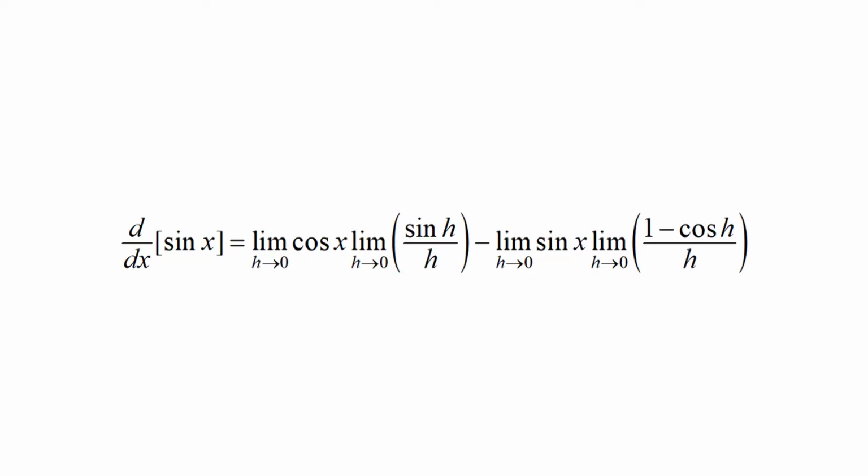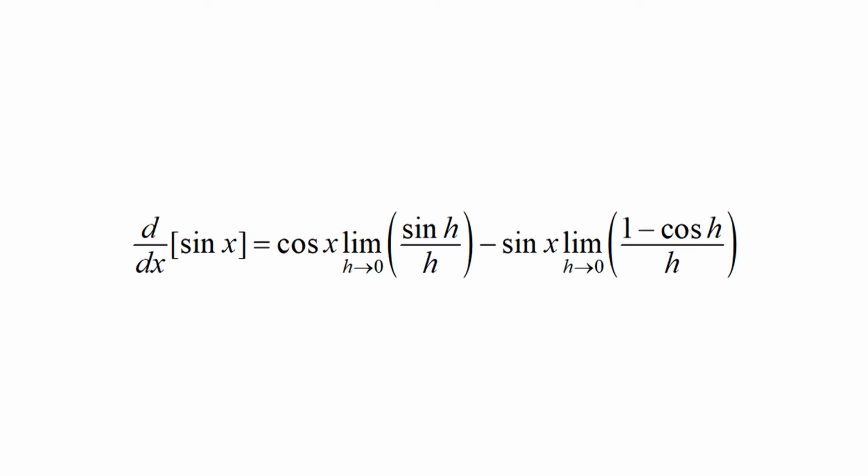Now, applying the difference rule and product rule of limit of functions, we obtain d by dx of sin x equal to limit h tends to 0 of cos x into limit h tends to 0 of sin h by h minus limit h tends to 0 of sin x into limit h tends to 0 of 1 minus cos h by h. As sin x and cos x do not involve h, the limit of cos x equals cos x and the limit of sin x equals sin x, and hence the above gives d by dx of sin x equal to cos x into limit h tends to 0 of sin h by h minus sin x into limit h tends to 0 of 1 minus cos h by h.